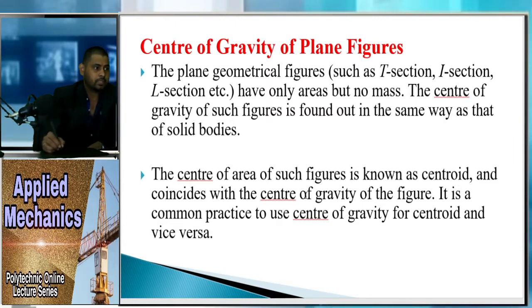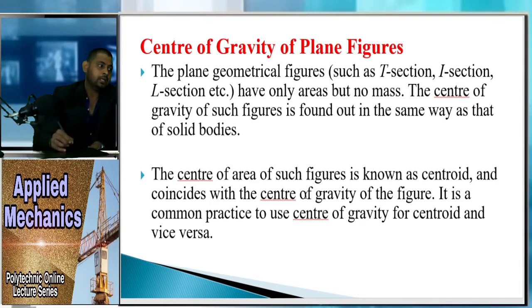So here you can see x bar is nothing but a1 x1 plus a2 x2 plus a3 x3 plus so on. So how many areas we have been given in that figure? Based on that, we have to calculate a1 x1 plus a2 x2 plus a3 x3 divided by a1 plus a2 plus a3 plus a4 and so on. Similar to the x axis, we have to find y bar also, that is nothing but a1 y1 plus a2 y2 plus a3 y3 plus so on, based on the areas given, divided by a1 plus a2 plus a3 plus so on.